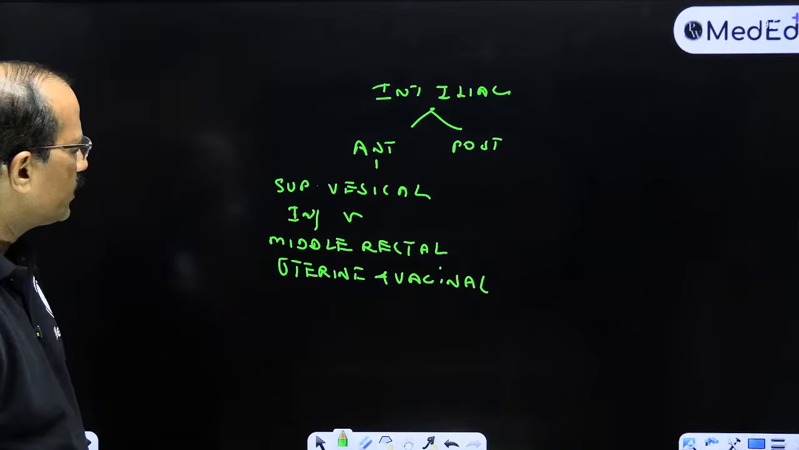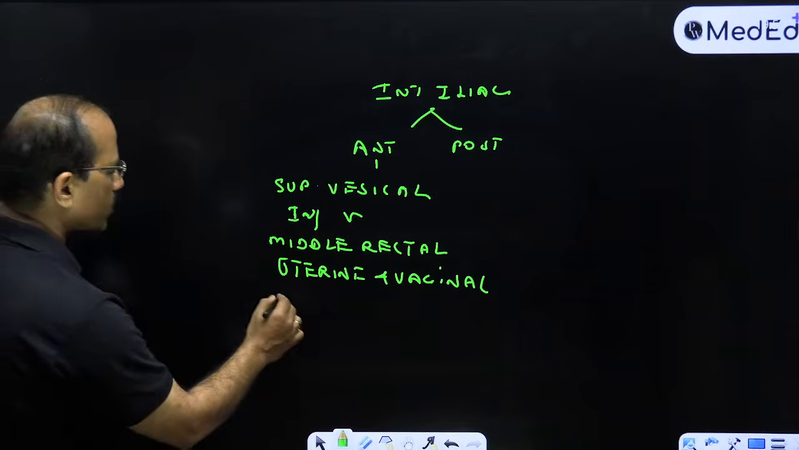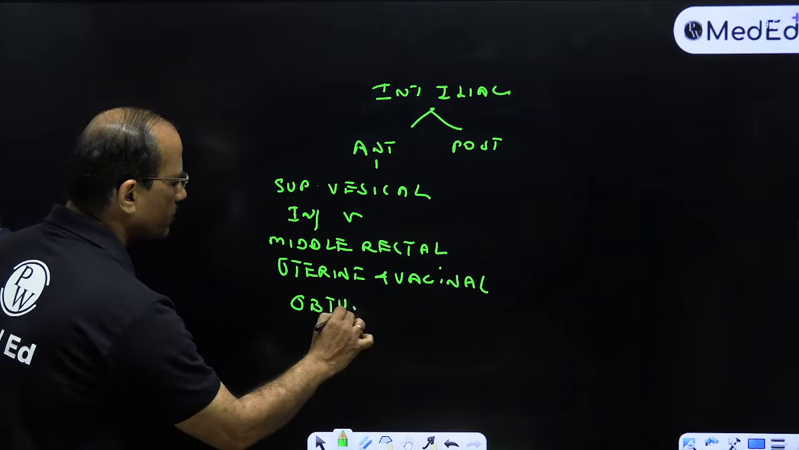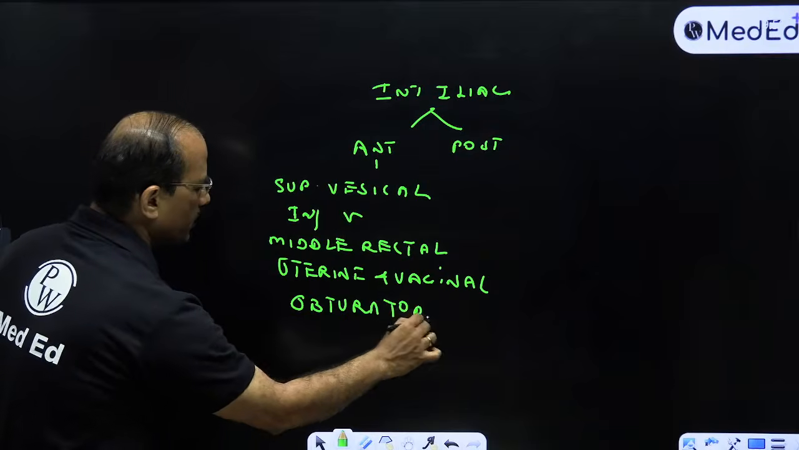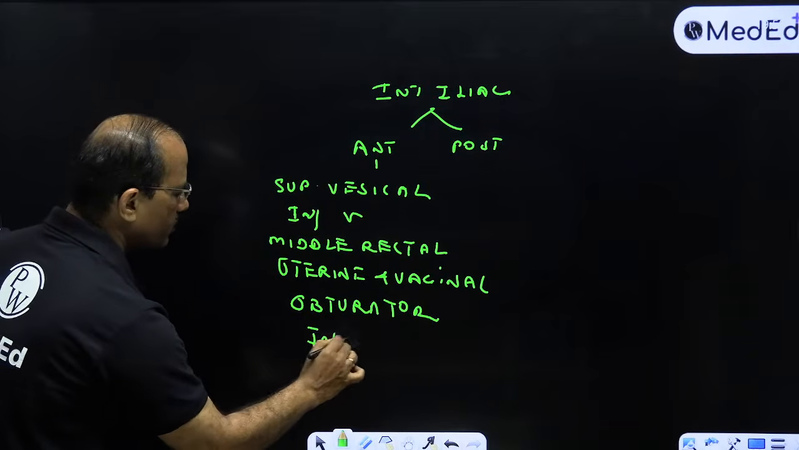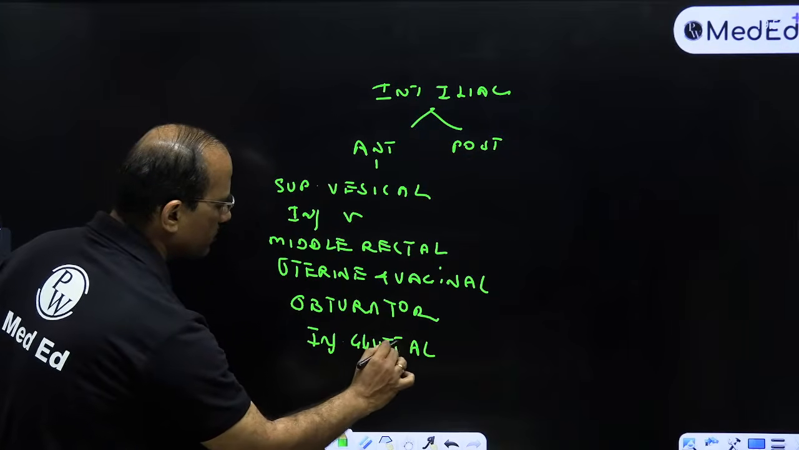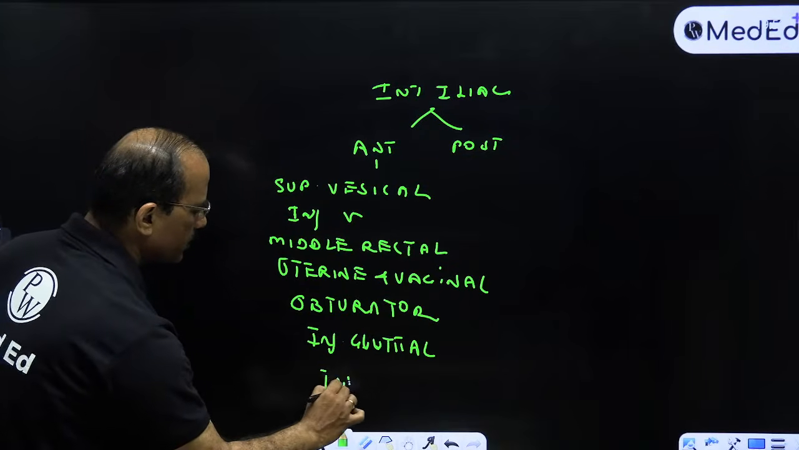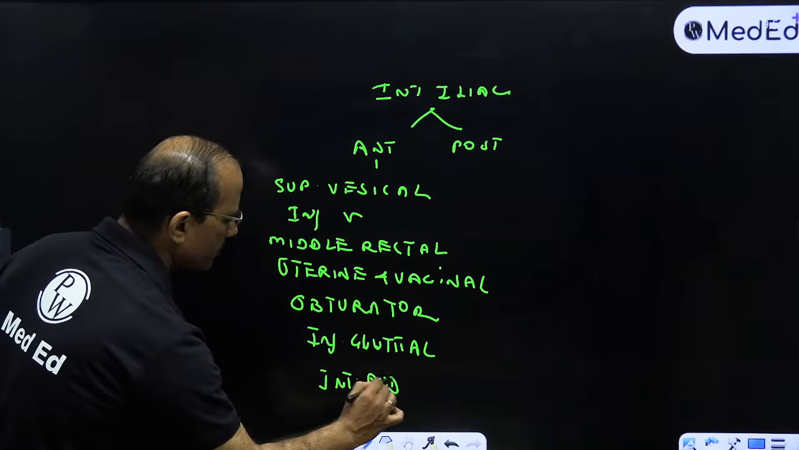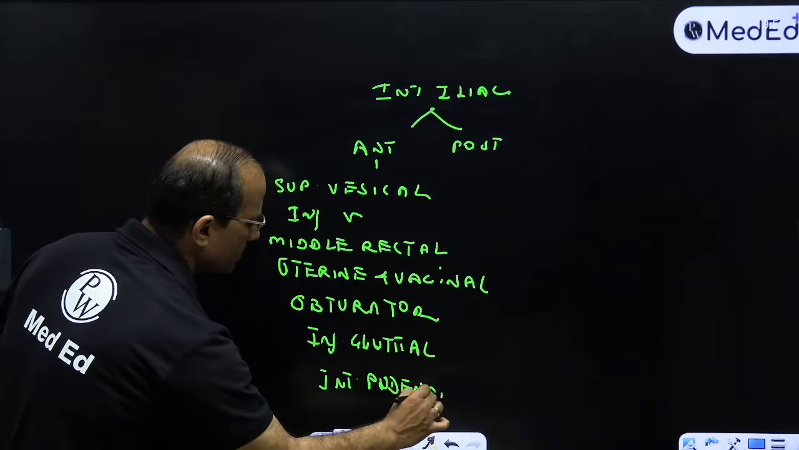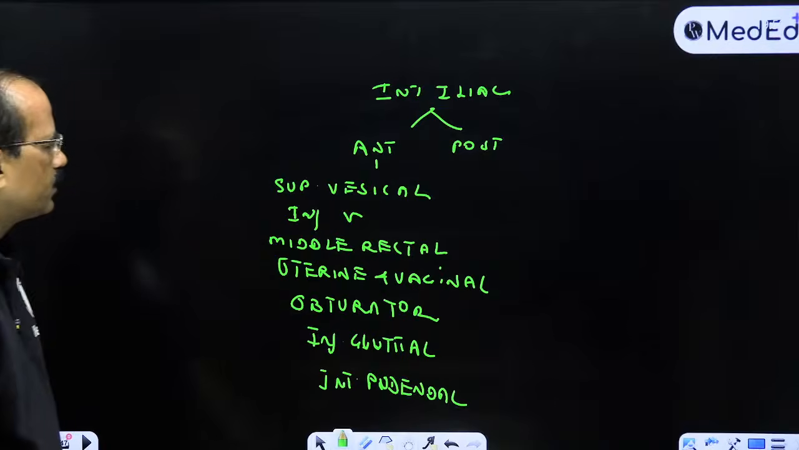Superior vesicle, inferior vesicle, middle rectal, uterine vaginal, obturator, and two terminal branches, inferior gluteal and internal pudendal.